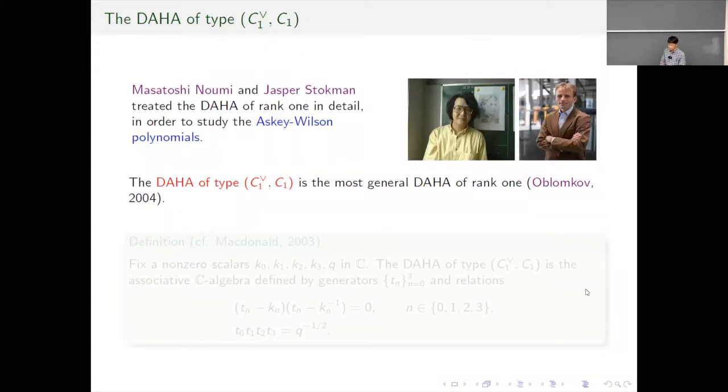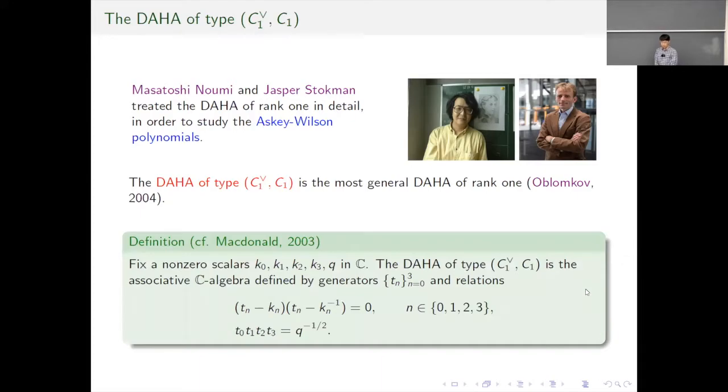So let me give a definition. Actually, there are several presentations to define the DAHA of type C1-check C1, but I show you the definition in Macdonald's textbook. We fix nonzero scalars k0, k1, k2, k3, and q in the complex numbers C. Then the DAHA of type C1-check C1 is the associative C-algebra defined by generators and relations.